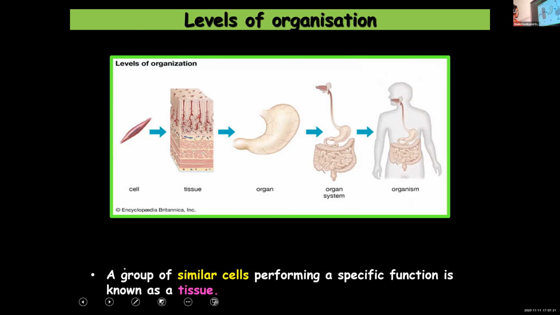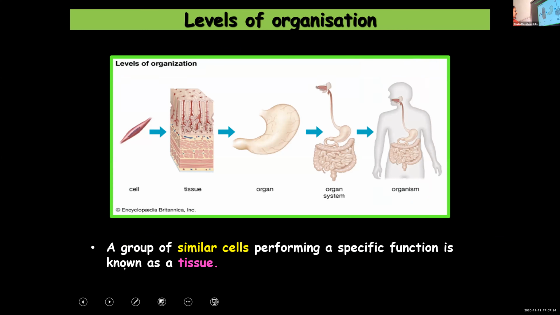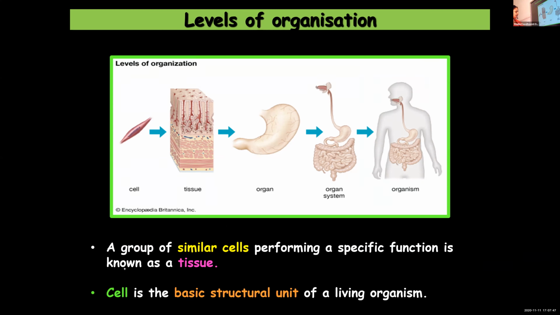So this point also we finished discussing. A group of cells performing a specific function. If you're asked to define a tissue, you can say a group of similar cells performing a specific function is known as a tissue. And cell is the basic structural and functional unit of a living organism. A group of tissues having a common function will form an organ. A group of organs performing common function, organ system. And several such organ systems constitute an organism.